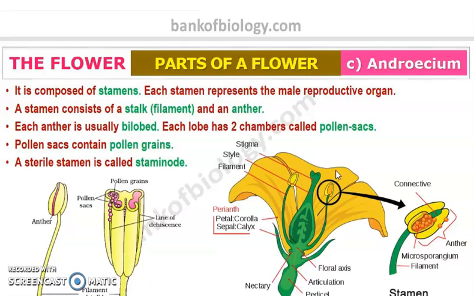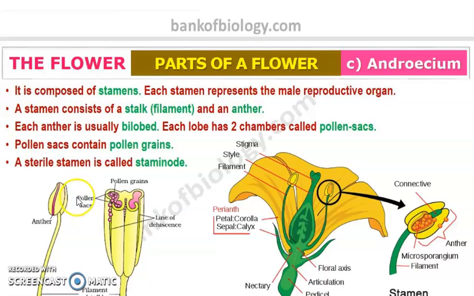We are going to learn about the androecium. We saw calyx and corolla; now let us start with androecium. What is androecium? It is composed of stamens. I hope you know what a stamen is, right? This is the stamen part of the flower. And what does the stamen represent? It represents the male reproductive system.